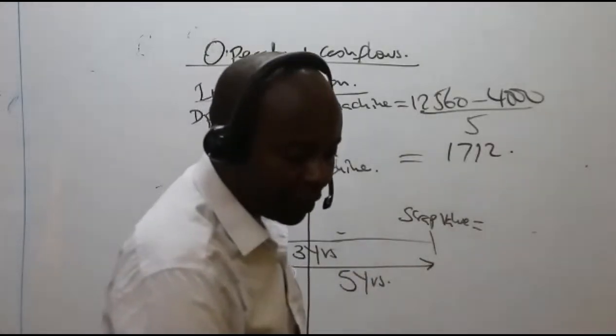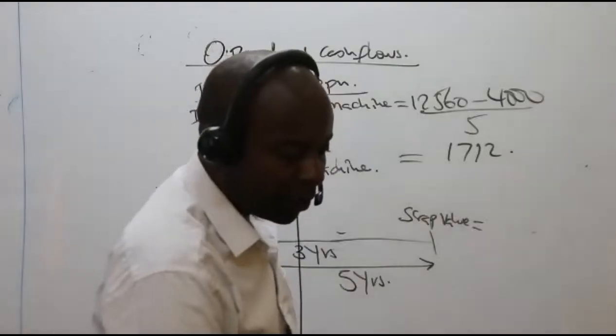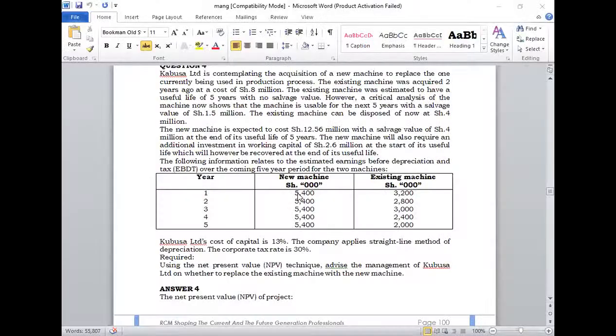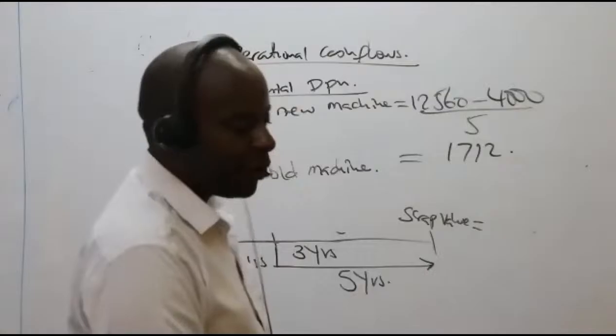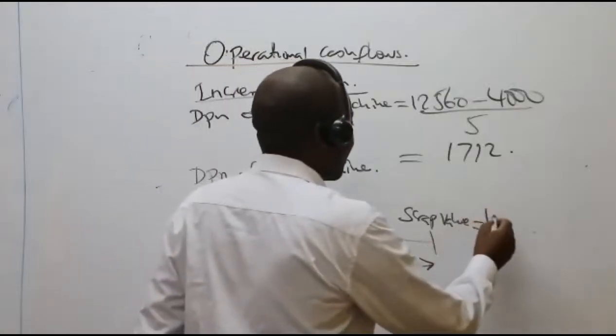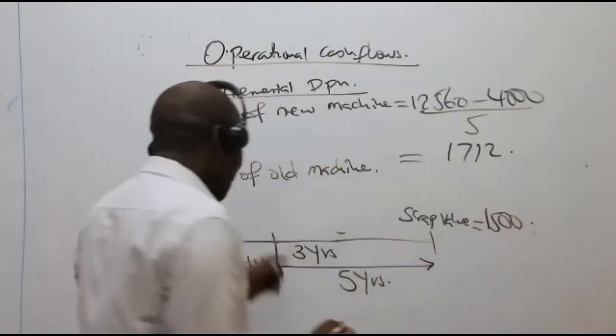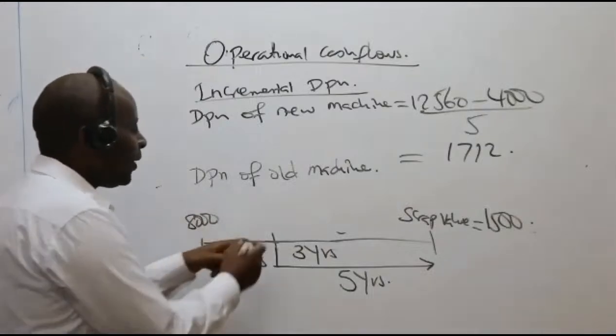After elongating the period, they are telling us, however, a critical analysis of the machine now shows that the machine is usable for the next 5 years with a salvage value of 1,500. So the salvage value here, which is scrap value, is 1,500. But now the question comes: what figure should we put here?